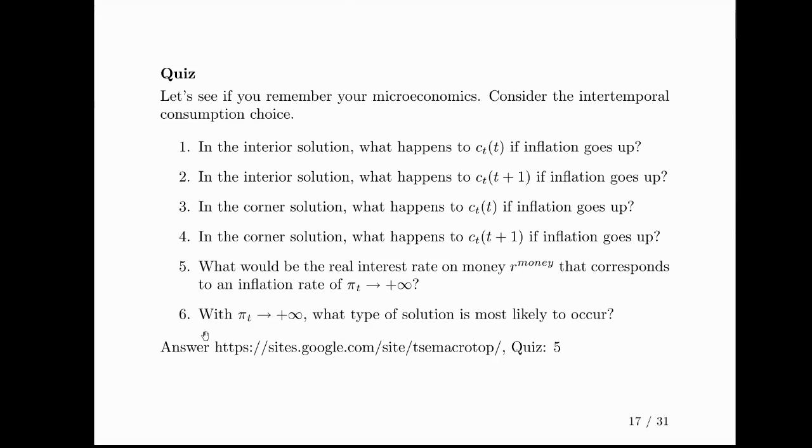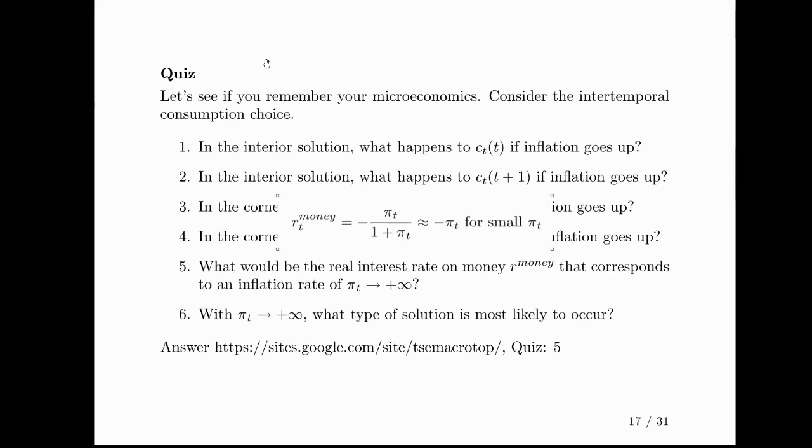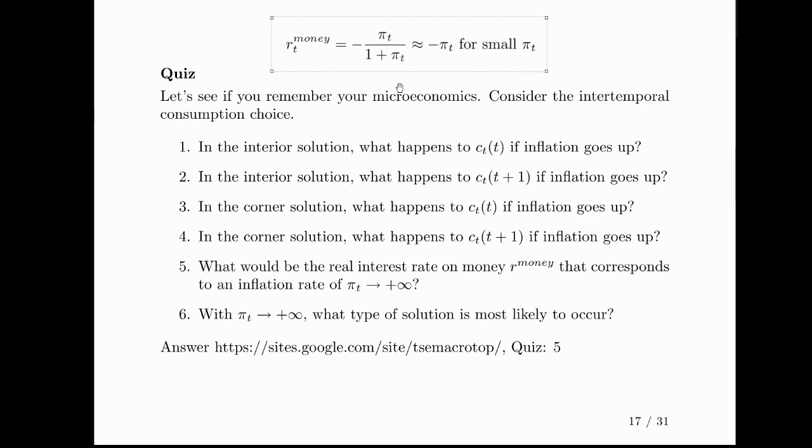And then 5 or 6. So 5 is what would happen to the real interest rate on money, our money, that corresponds to an inflation rate of plus infinity. So imagine that inflation is plus infinity. What is our money? And if inflation is plus infinity, so if there's infinite inflation, what type of solution is most likely? Am I most likely to have a corner solution or an interior solution? And just to help you answer 5, I'm going to paste this thing there. So this is helpful for answering 5.